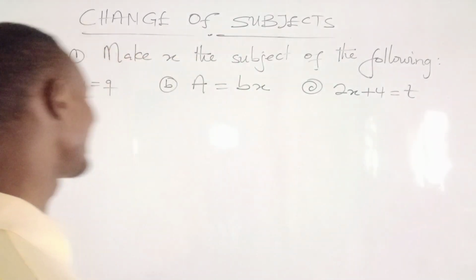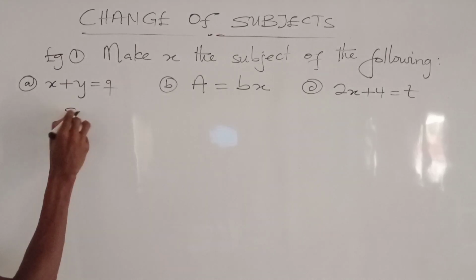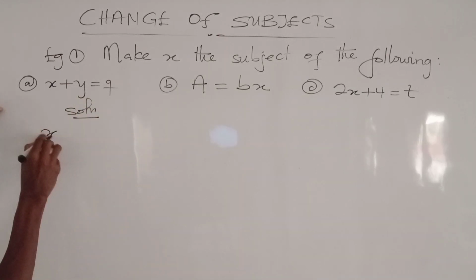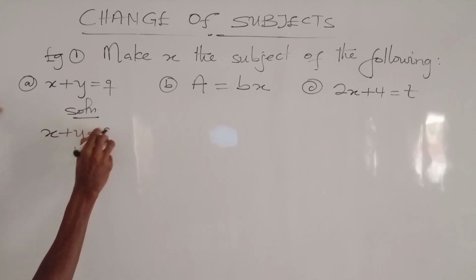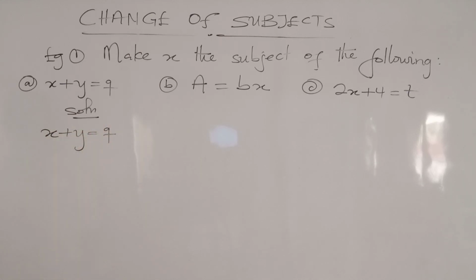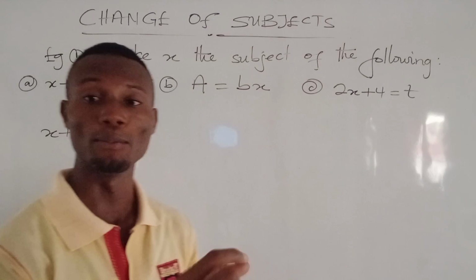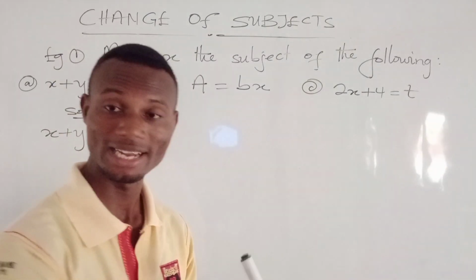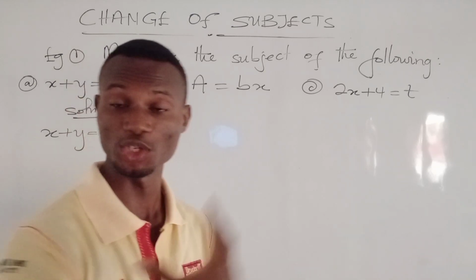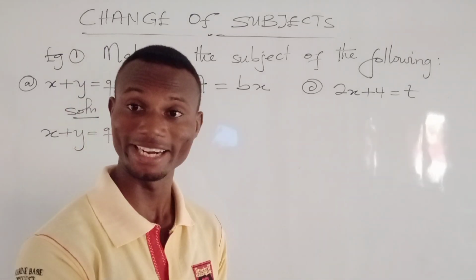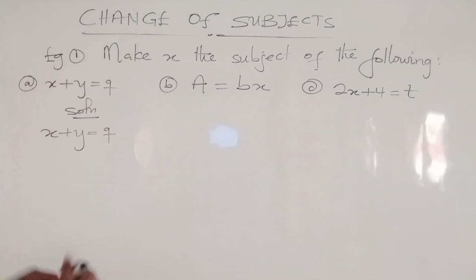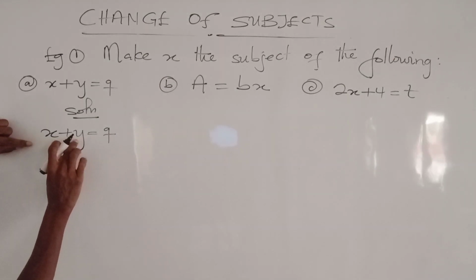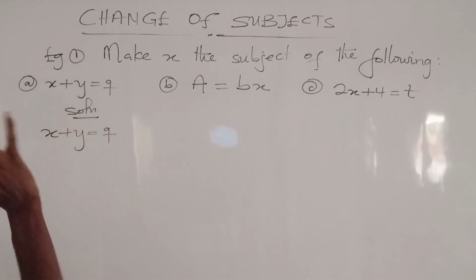So let's start with A. I'm going to write my solution and we are going to do it together. In A, I have S plus Y equals Q. To make S the subject, I'm going to make S stand alone in this equation. Everything attached to S, I'm going to move away. What is attached to the S here is the positive Y, so this positive Y, I have to move away.